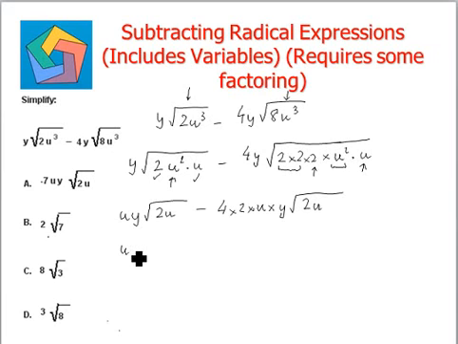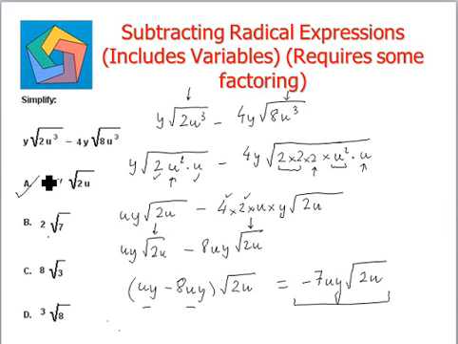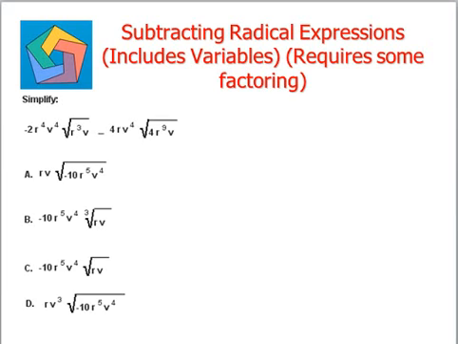So we'll multiply the terms outside the radical in the second term. We are here with 8 uy square root of 2u. Now we have the radical parts same in both the terms. So we have uy minus 8 uy. In the radical we have 2u. This is nothing but 1 uy minus 8 uy. These are again like terms, can be subtracted. So we have negative 7 uy. Inside the radical we have 2u. This is the final answer, can be seen in option A. Let's try the next question.